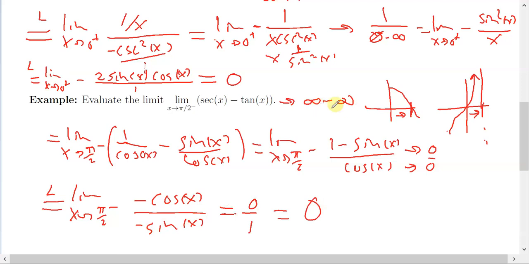Which says neither one is winning. Somehow they are sort of canceling out, but don't look at this saying, oh, well, infinity minus infinity is 0. That's indeterminate. It just turns out the limit as x goes to pi over 2 of this combination, even though it has this indeterminate form, does end up at 0 when you take that limit.